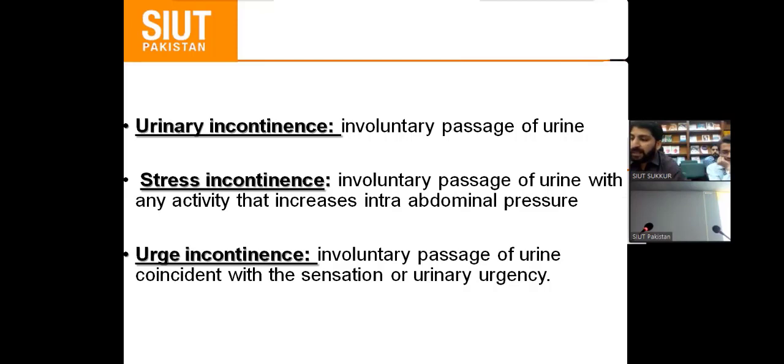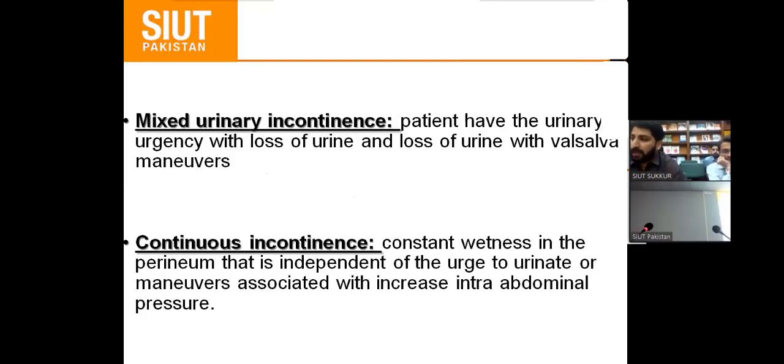Urge incontinence means involuntary passage of urine coincident with the sensation of urinary urgency. It happens with cystitis, and occult bladder cancer can also cause urge incontinence. Mixed urinary incontinence: the patient has urinary urgency with a loss of urine, and also there is a loss of urine with Valsalva maneuvers. The term continuous incontinence means constant wetness in the perineum that is independent of the urge to urinate or maneuvers associated with increased intra-abdominal pressure.